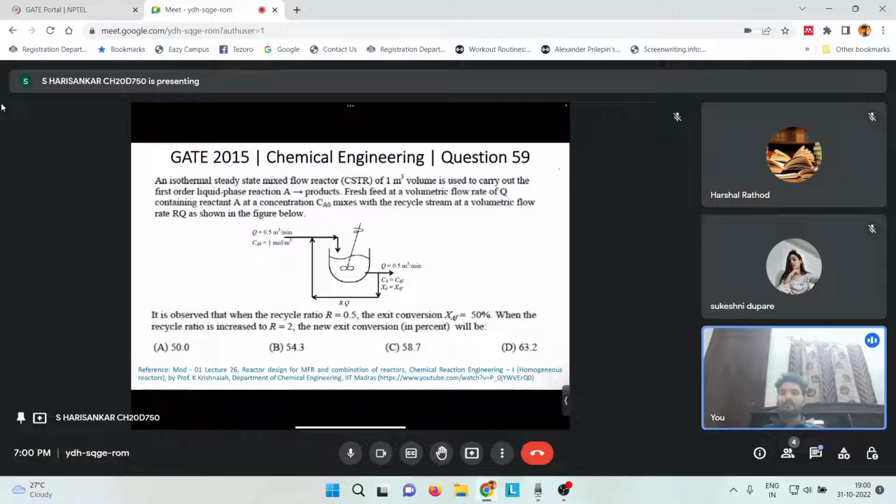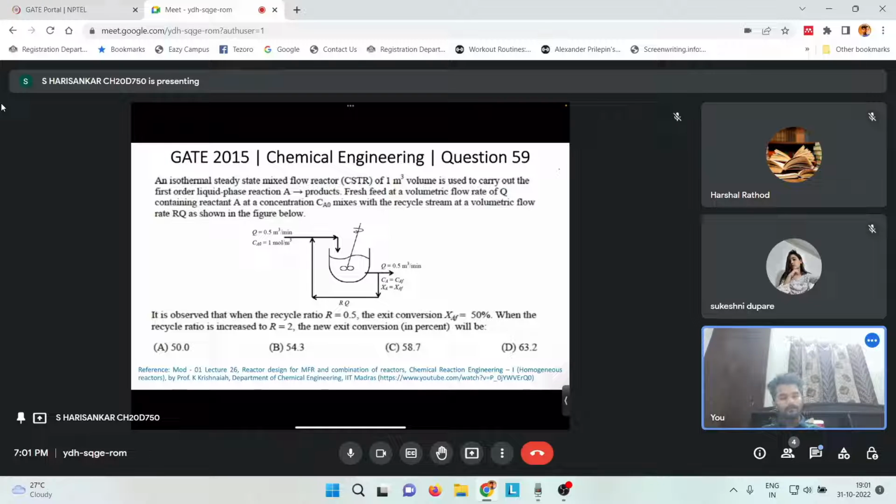So this is a question on recycle reactors from chemical reaction engineering, and the reference NPTEL series can be found in module 1, lecture 26, reactor design for MFR and combination of reactors, Chemical Reaction Engineering 1, homogeneous reactors by Professor K. Krishnaiah, Department of Chemical Engineering, IIT Madras.